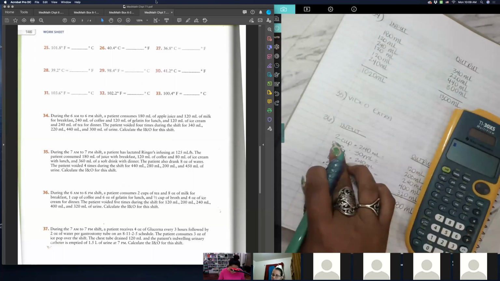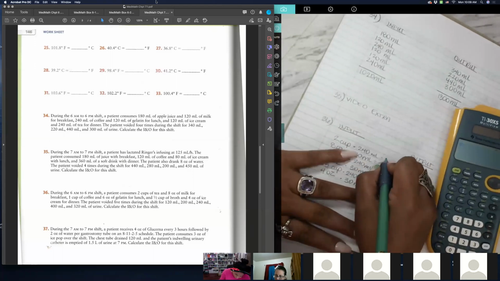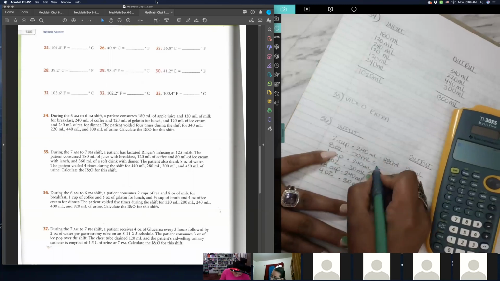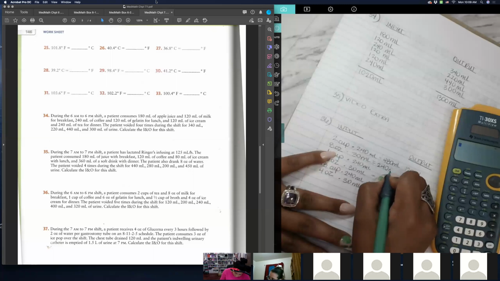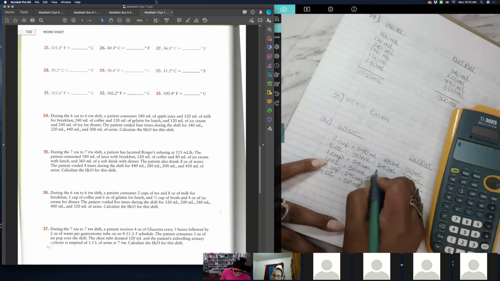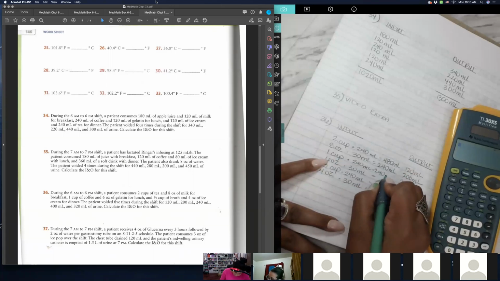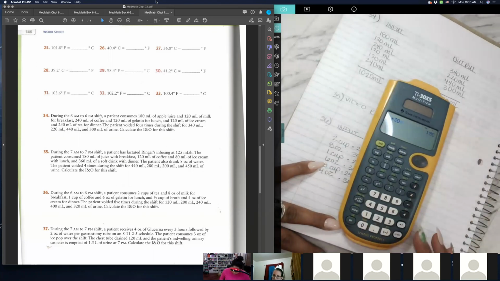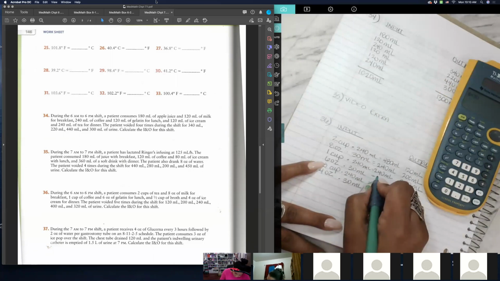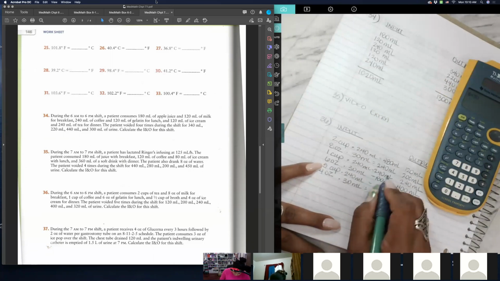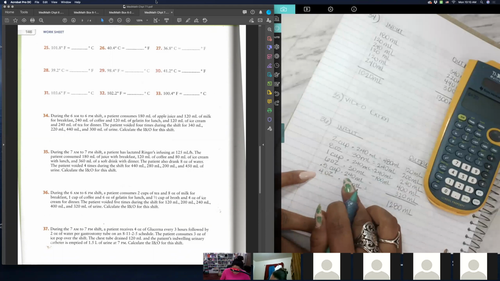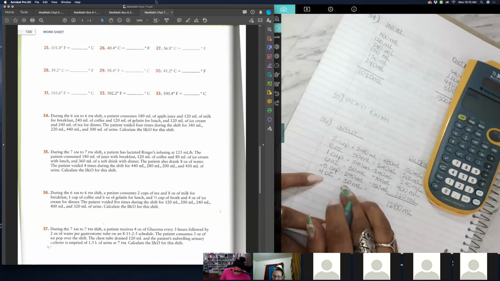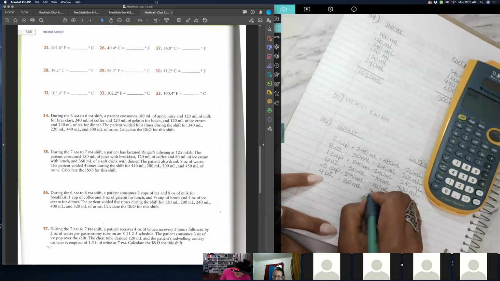So 2 times 240 is 480. 8 ounces times 30, that's 240 milliliters. 1 times 240 is 240 milliliters. 6 times 30 is 180 milliliters. A half of 240 is 120. And 4 times 30 is 120.